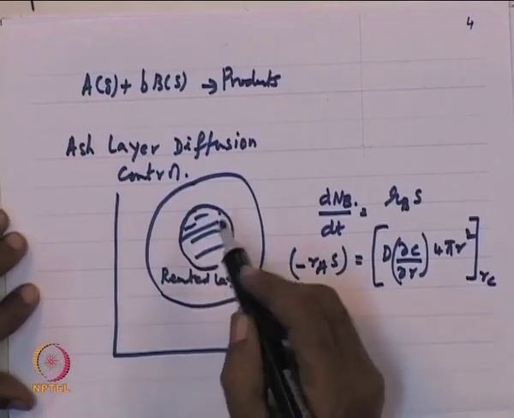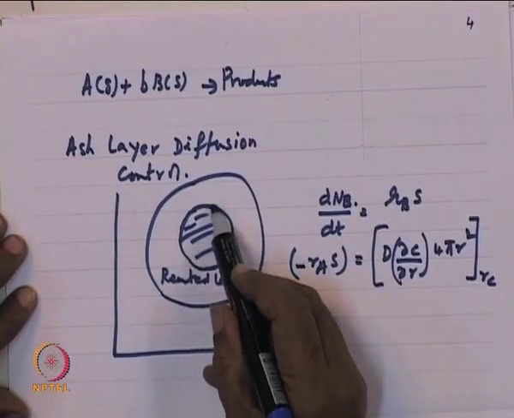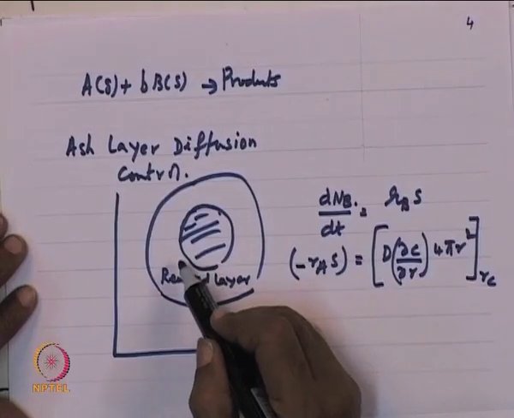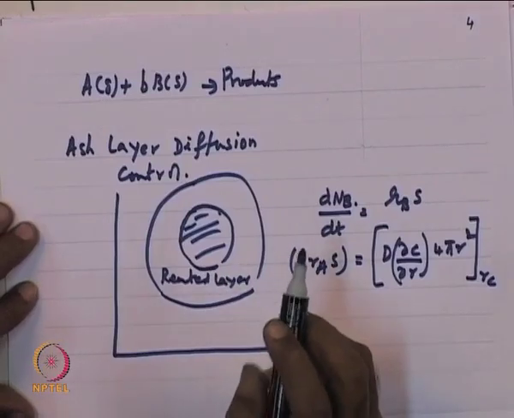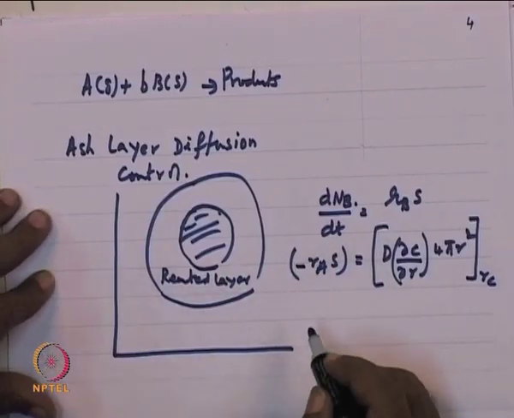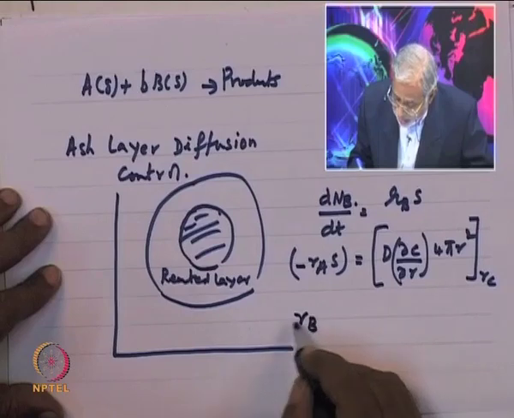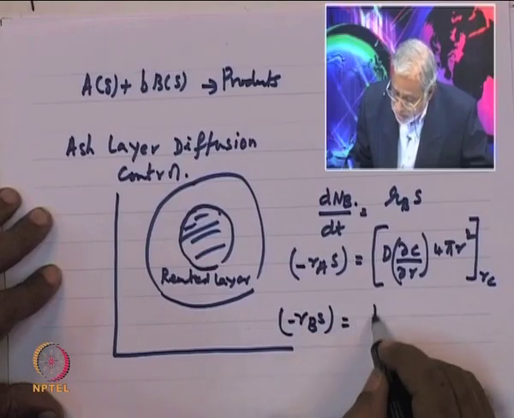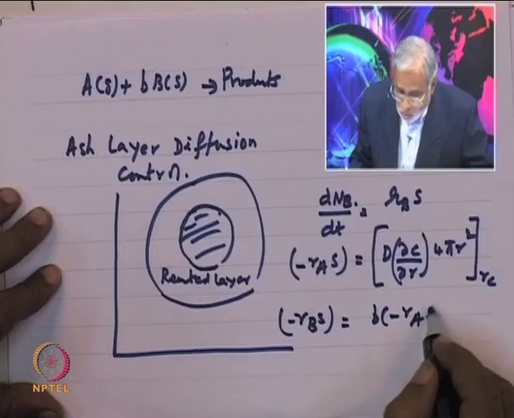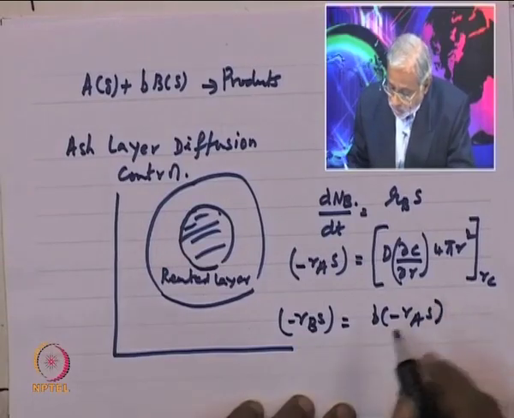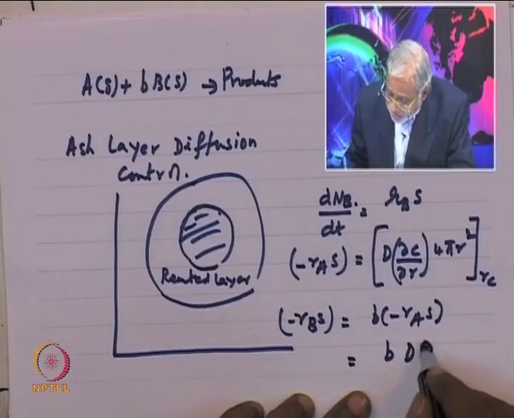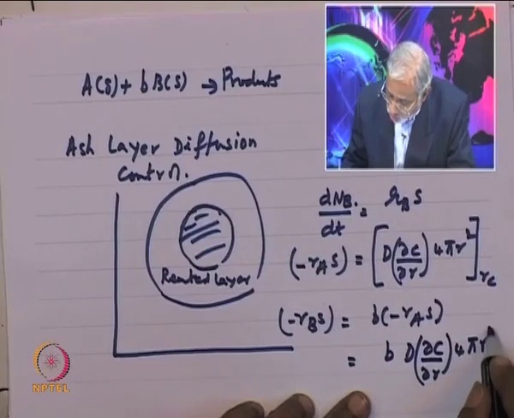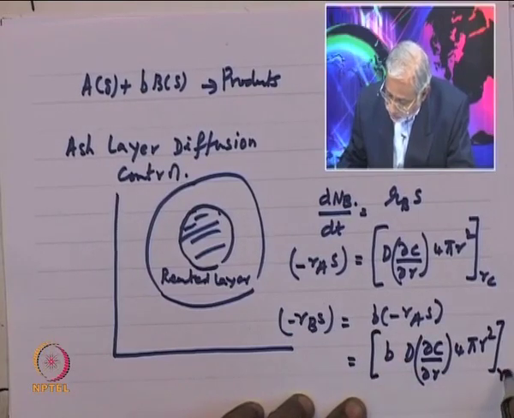And we also recognize that this interface keeps changing as time proceeds, which we must take into account as the reaction proceeds. So, similarly, if you want to say what is r_BS, then we can say it is b times minus r_AS. This comes from stoichiometry. Therefore, this is equal to b times D del C del r times 4 pi r squared at r equal to r_c.